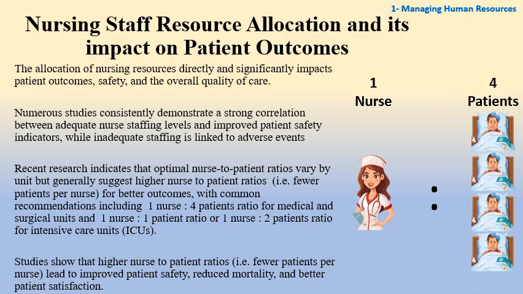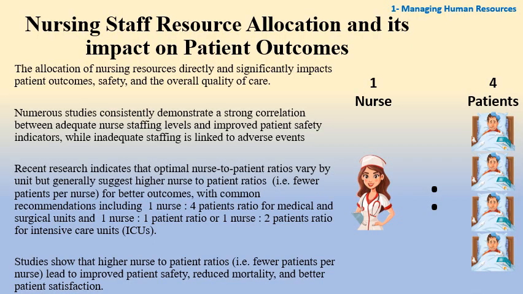Nursing staff resource allocation and its impact on patient outcomes. The allocation of nursing resources directly and significantly impacts patient outcomes, safety, and the overall quality of care. Numerous studies consistently demonstrate a strong correlation between adequate nurse staffing levels and improved patient safety indicators, while inadequate staffing is linked to adverse events.